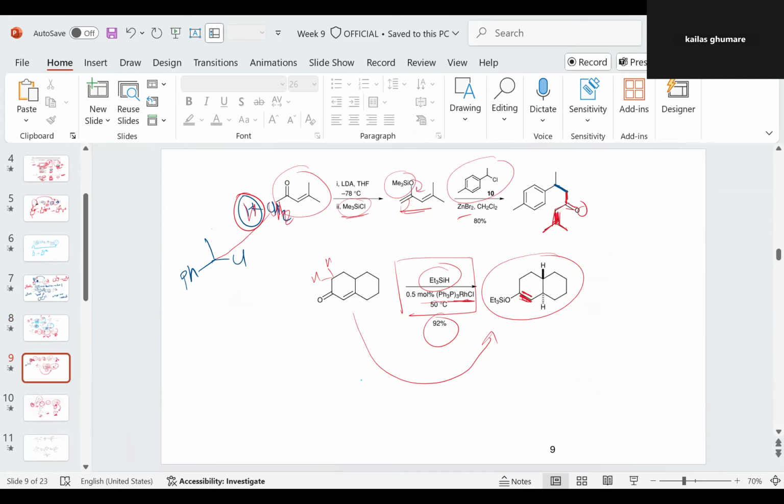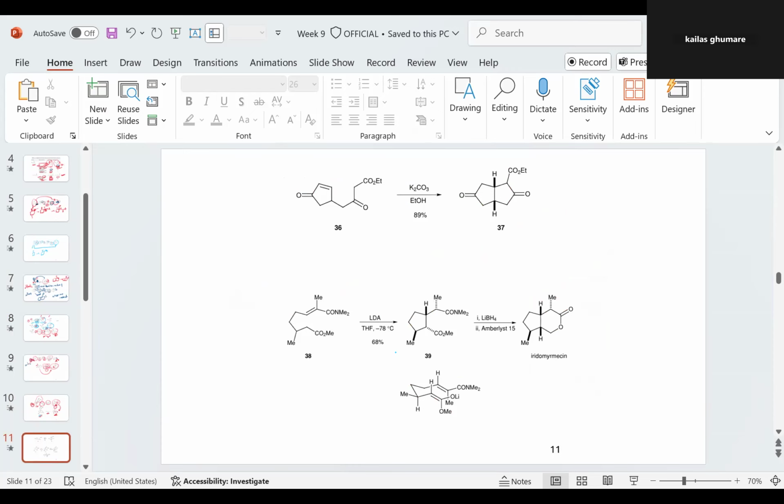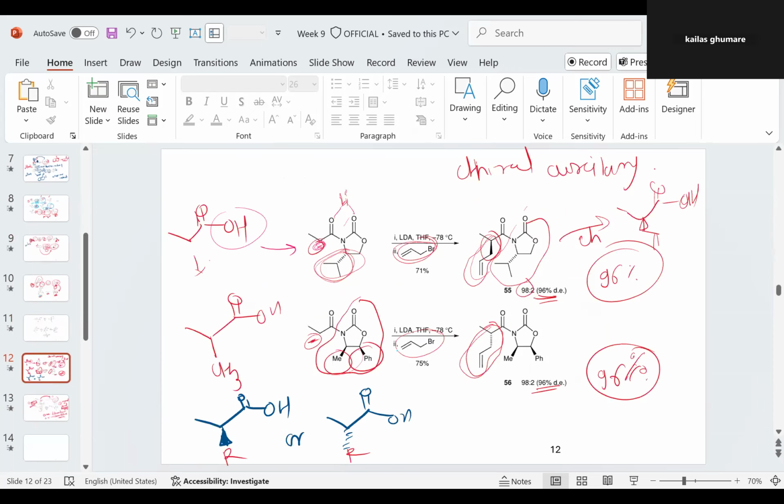We have also seen some examples which involve the bond formation in a stereochemically controlled manner. Not, this is not an example of stereocontrol, this is an example of regioselective reactions. So this is the formation of mesembrine, where we have seen an example using such carbon bond formation. And yeah, these are some examples that were discussed.